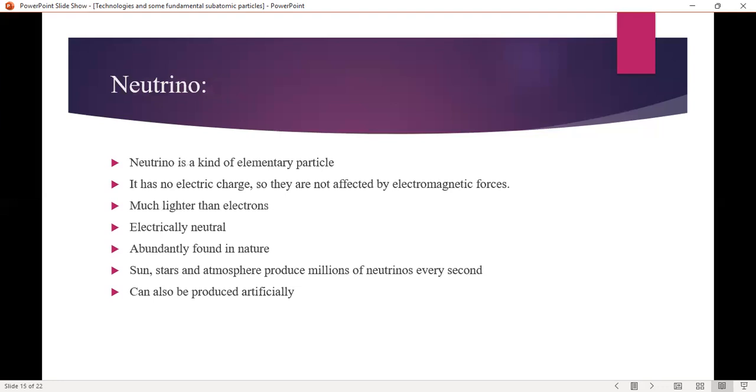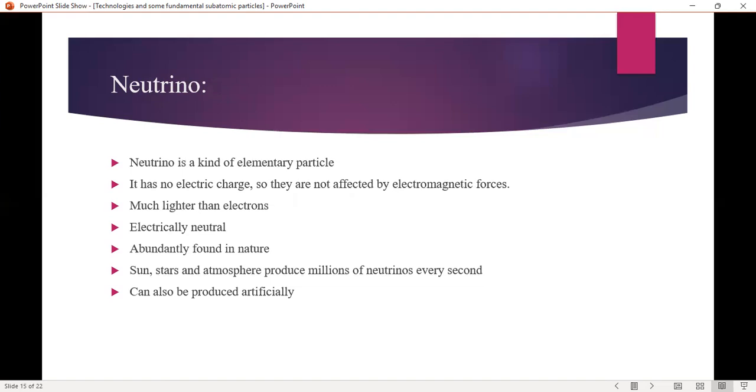Number one, neutrino. Neutrino is a kind of elementary particle. Neutrinos have no electric charge. That's why they can't be affected by electromagnetic forces. Electromagnetic forces can affect only those particles having charges, either positive or negative.